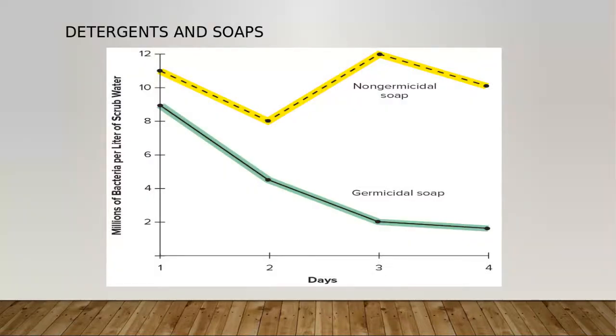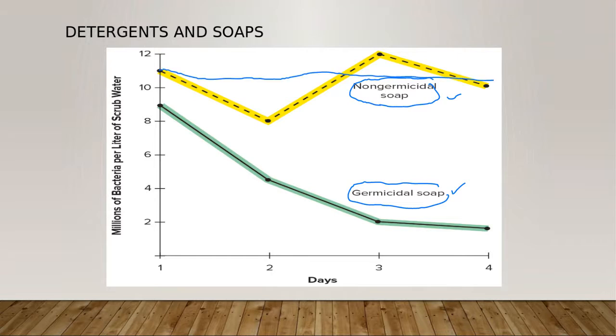This is just an experiment showing us the difference between cleaning using antiseptic soap and normal non-antiseptic soap. This is the number of microbes on our hand after cleaning with the antiseptic and non-antiseptic soap. If you see over here, the concentration of bacteria stays the same. Maybe it lowers a little bit when we use water to clean it, but after that it grows back. But if we use the antiseptic, mostly it will reduce the number of microbes on our hand.